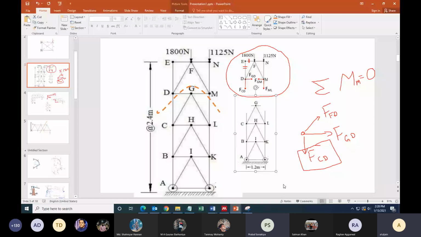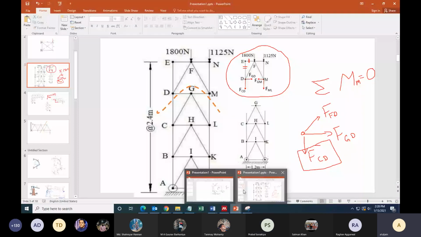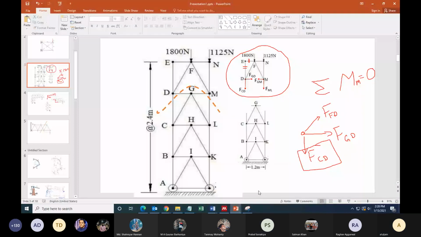Okay. Can I close trusses and frames then, if everything is okay? Yes, sir.